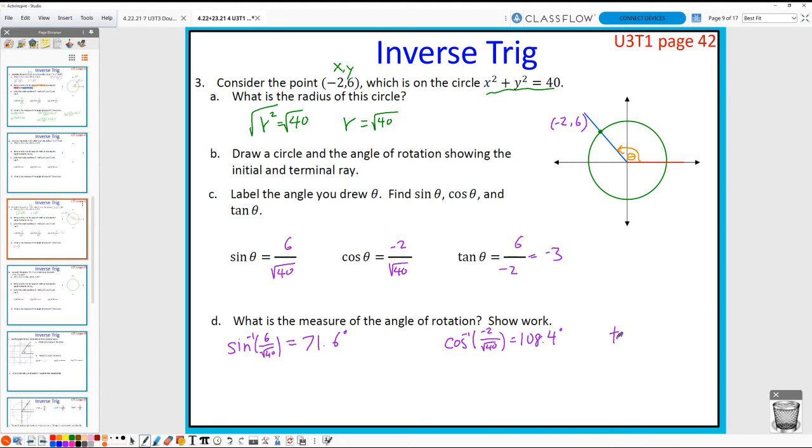Interesting. Finally, let's do inverse tangent of negative 3. Inverse tan of negative 3 gives me negative 71.6 degrees. Okay, so we got a problem here. Because clearly they don't give the same answers, and two of these don't make a whole lot of sense.